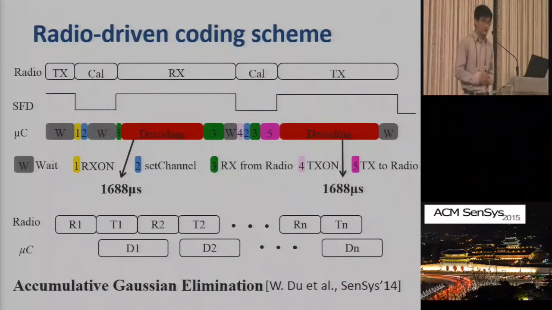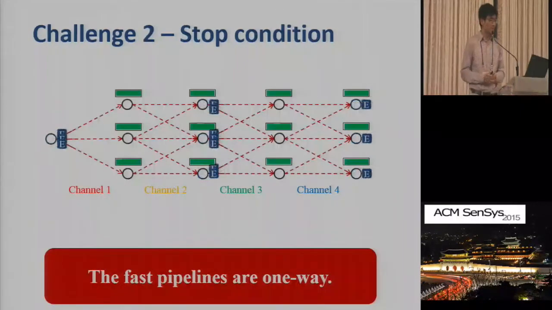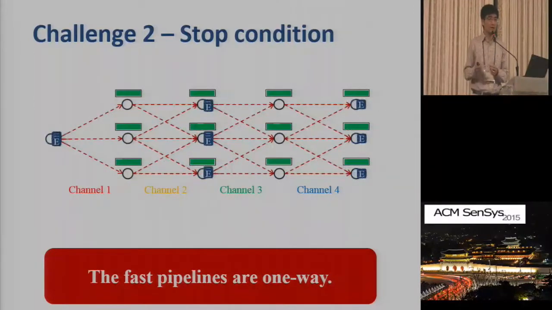To enable such an incremental decoding algorithm, we use our previous algorithm. It's called cumulative Gaussian elimination. It's proposed in our last paper, and you can find the details in the paper. Now, every node can recover the data while the pipeline is still working.